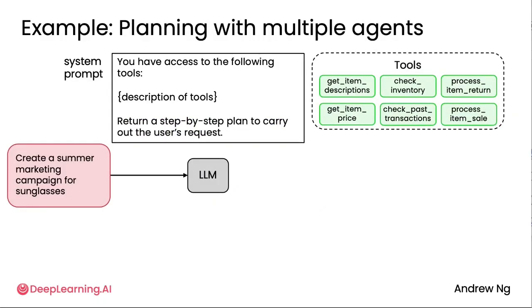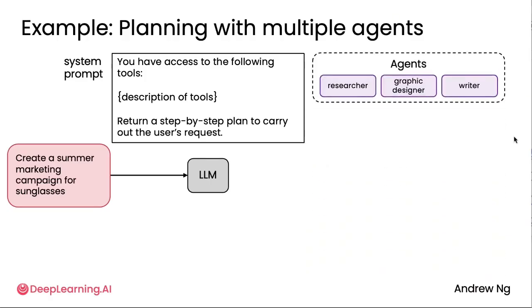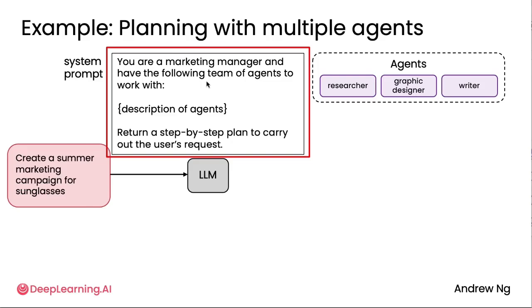So previously, you saw how we may give an LM a set of tools that they can call to carry out different tasks. In what I want to show you, we will instead give an LM the option to call on different agents, to ask the different agents to help complete different tasks. So in detail, you might write a prompt like: you're a marketing manager, you have the following team of agents to work with, and then give a description of the agents.